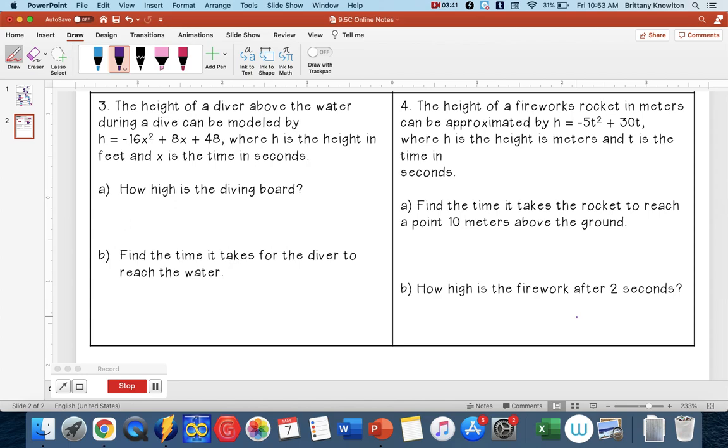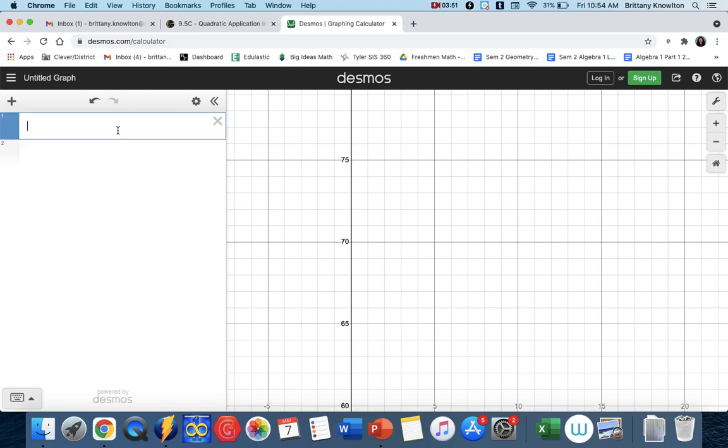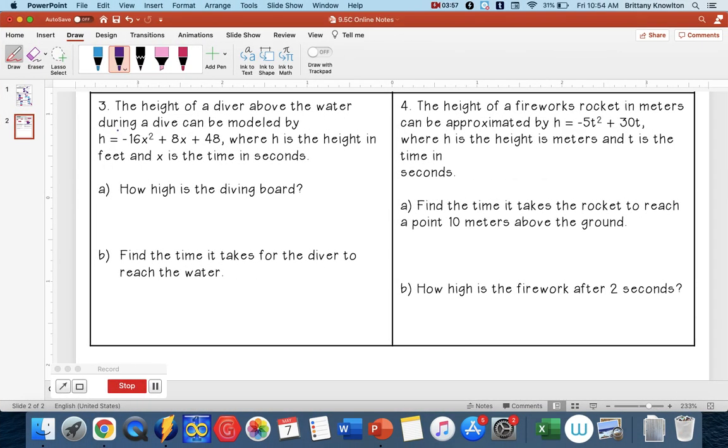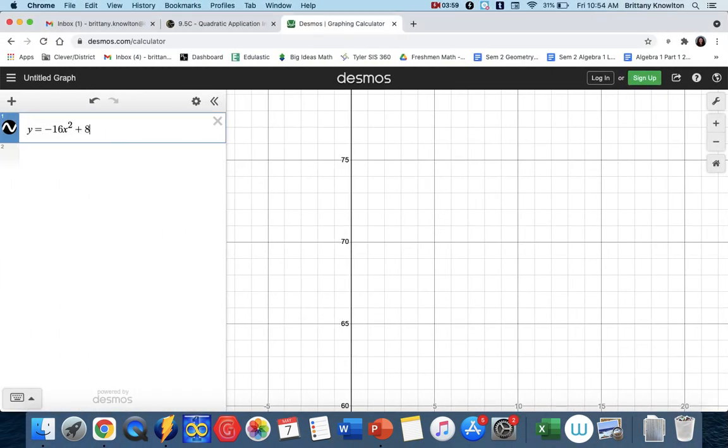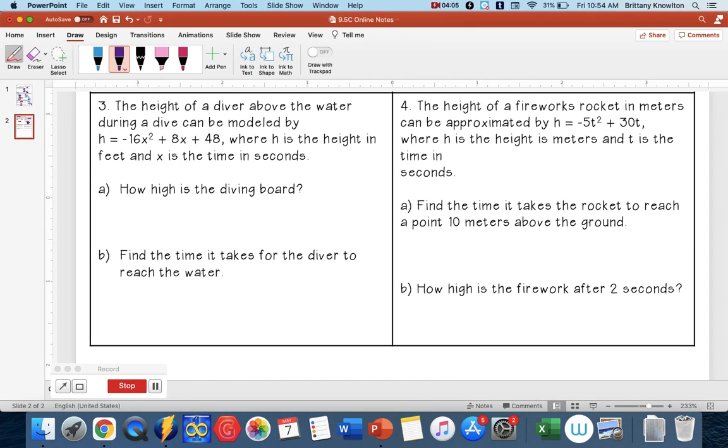Okay, the height of a diver above the water during a dive can be modeled by h equals -16x squared plus 8x plus 48. So I'm going to go ahead and type that in. So I have y equals -16x squared plus 8x plus 48, where h is the height in feet and x is the time in seconds.